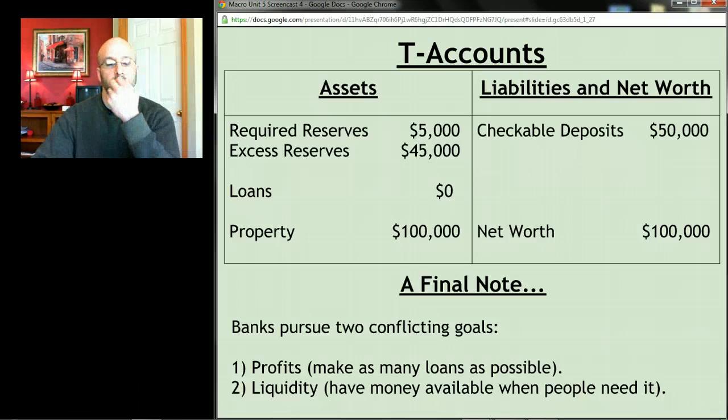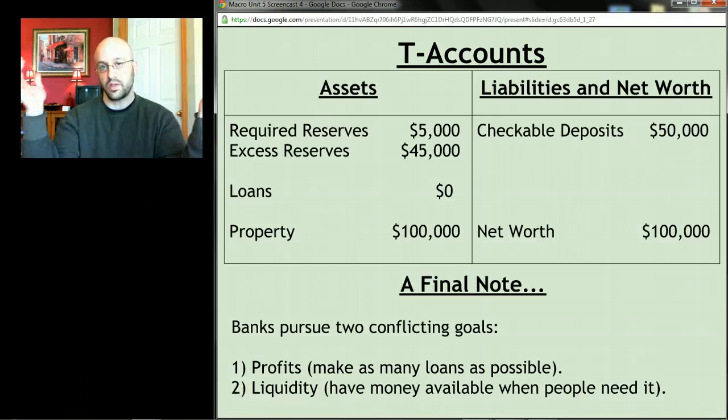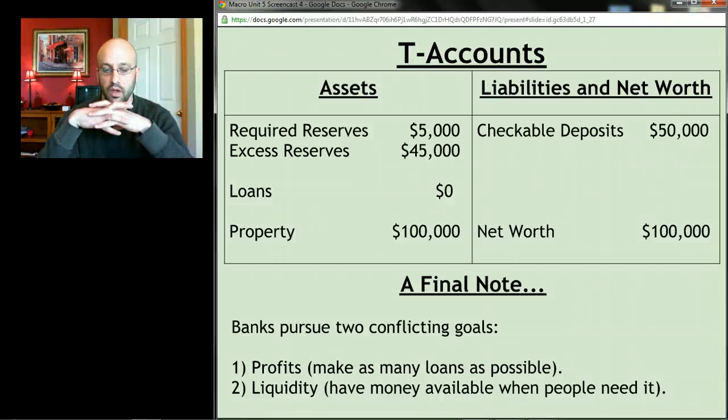Now, a final note, banks pursue two conflicting goals. On the one hand, they want to make as much profit as possible, so they want to make as many loans as possible. On the other hand, they have to stay liquid. They have to have a certain amount of cash in their vaults so that when people ask for their money, they actually have that money.